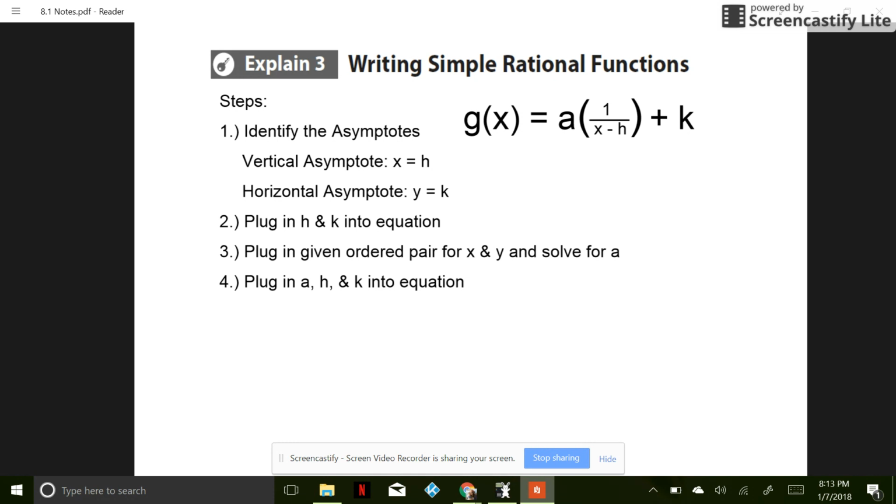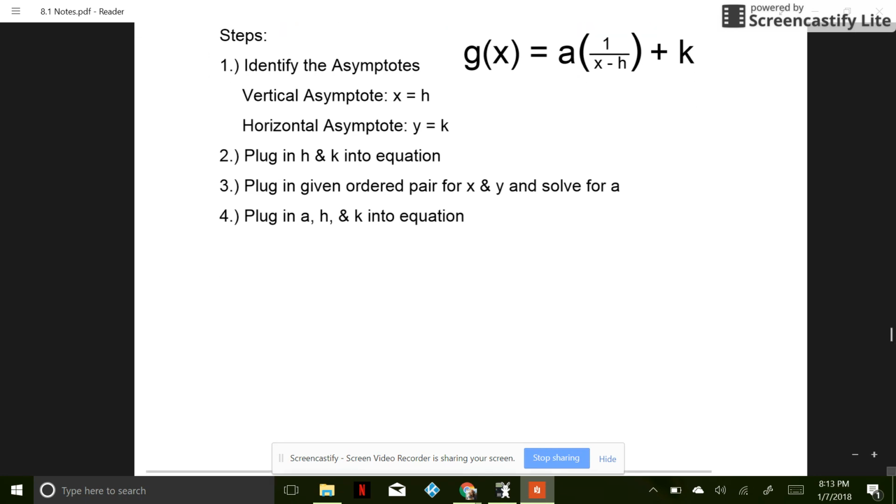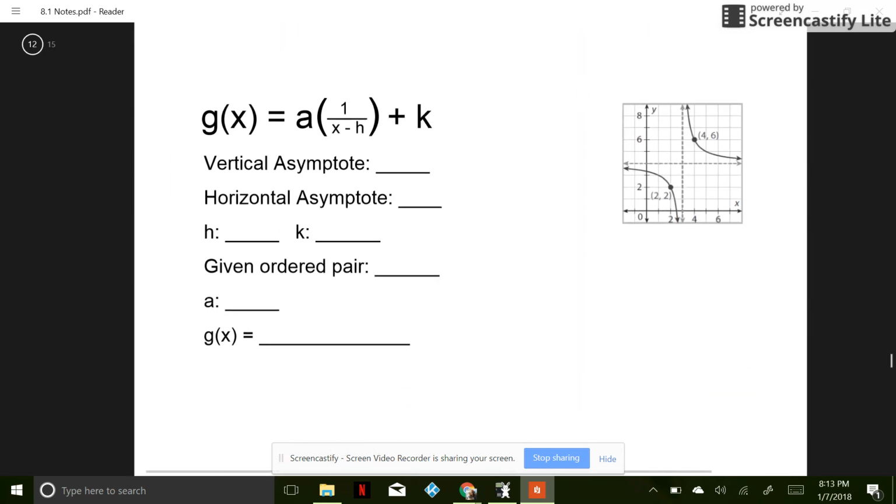They'll also give you 2 coordinates for the reference points. So you'll take one of those 2 coordinates and plug those in to solve for a. That's telling you whether you're reflecting and then if it's a stretch or a compression. Once you have the a, then you can write out the equation as it's supposed to be.